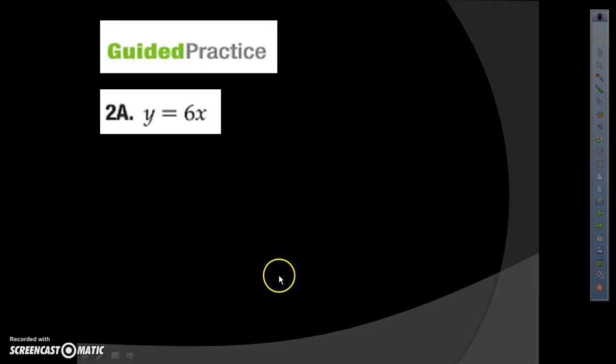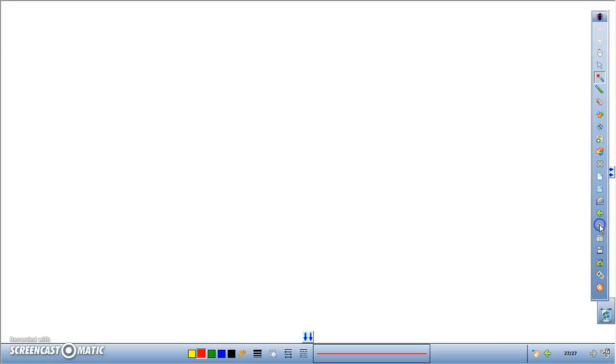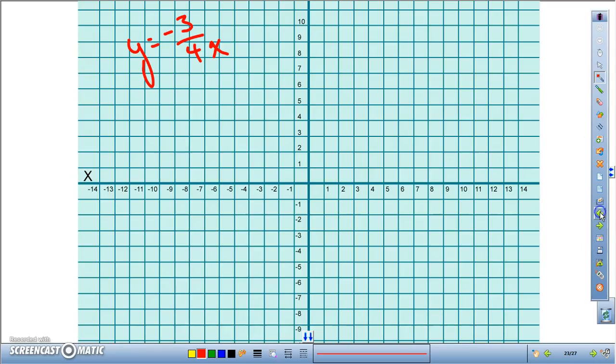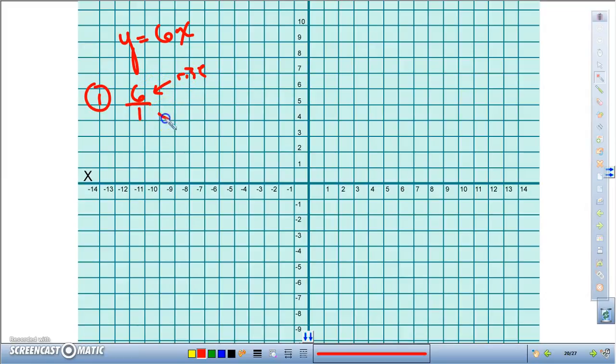Okay, so we want to graph y is equal to 6x. So the first thing I want to do here is identify the slope as a ratio. My slope is 6 over 1. So this is my rise. This is my run.